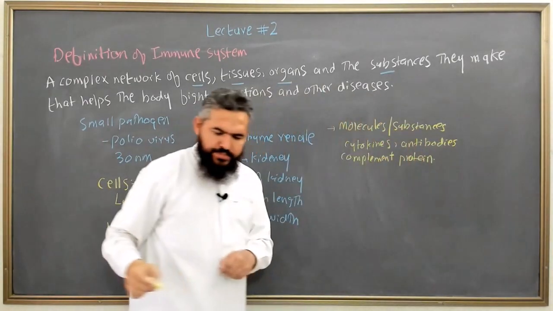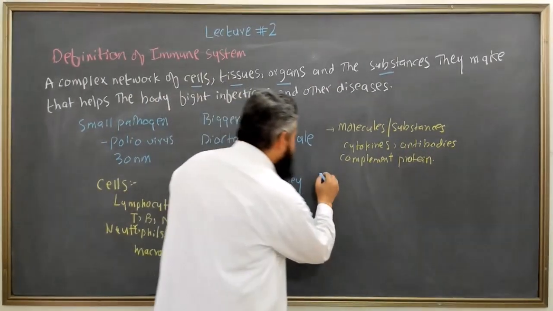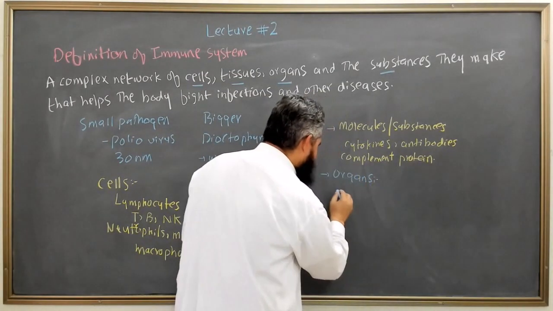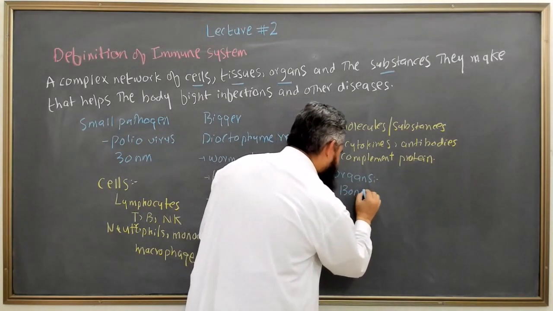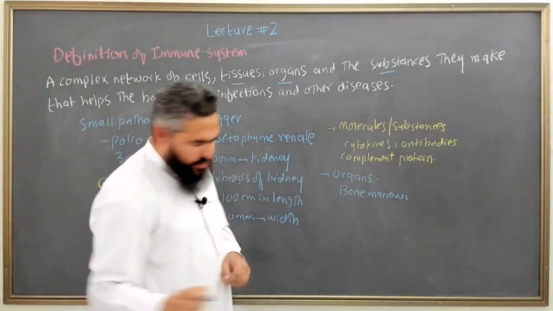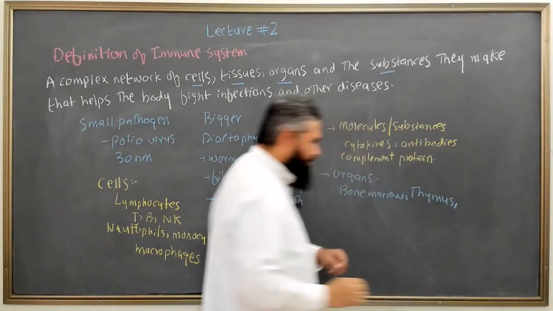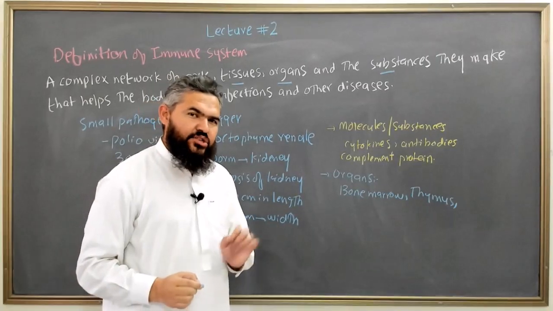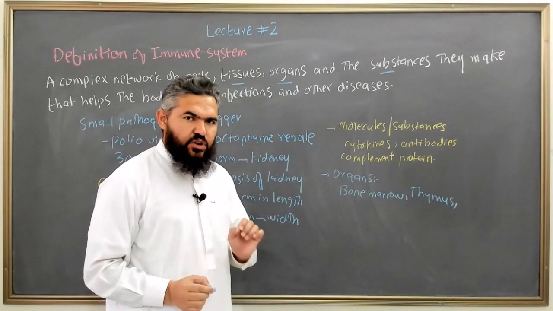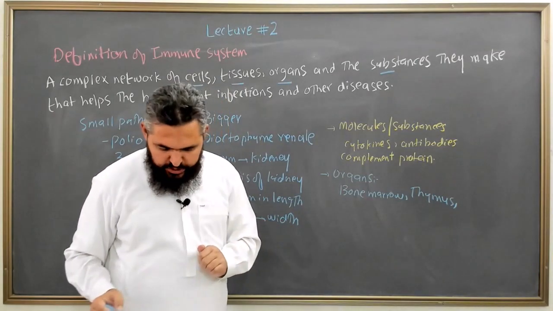Now, at the same time, you need a variety of organs. If you talk about the organs of the immune system, a variety of organs are there. The most important of them is the bone marrow. Another important one is the thymus. We will have a detailed discussion on all of these components and their functions. Today I'm only going to give you an overview of the components so that you can have an idea of which components we will be discussing in this particular course.